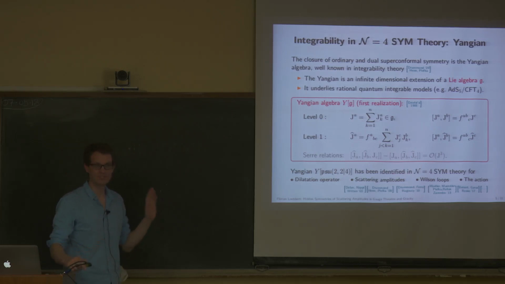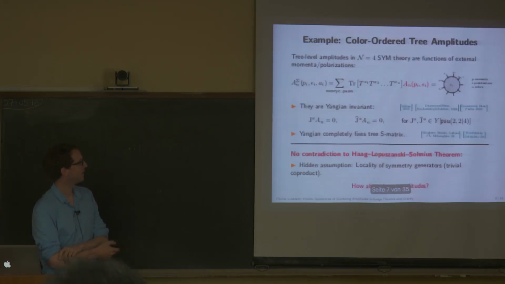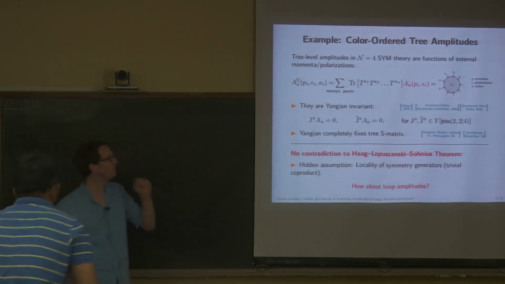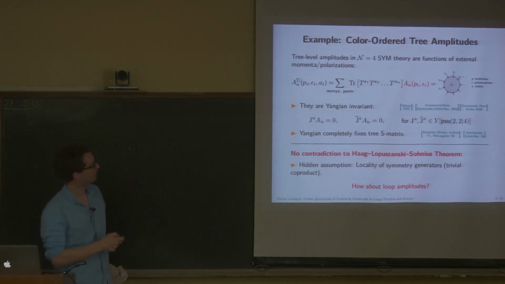But even in 2D, this is not well understood. On this I will tell more in the lectures also. Okay. So let's go back to the amplitudes. What does this Yangian now mean on the amplitude?